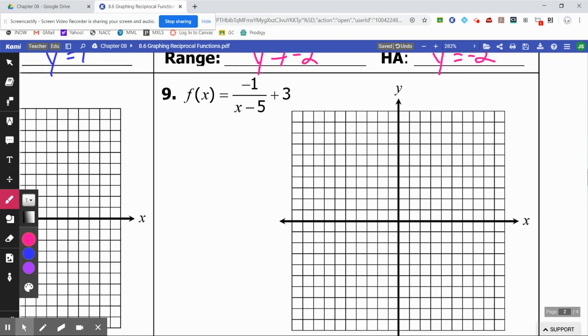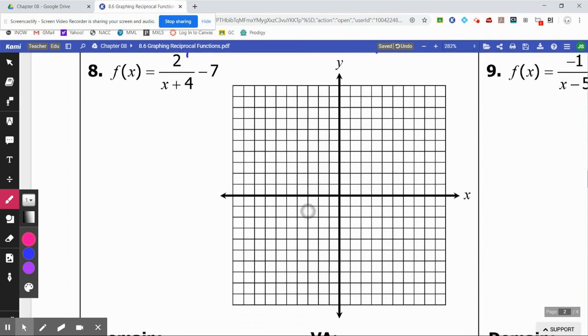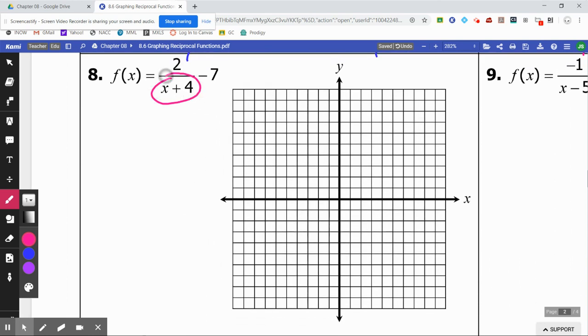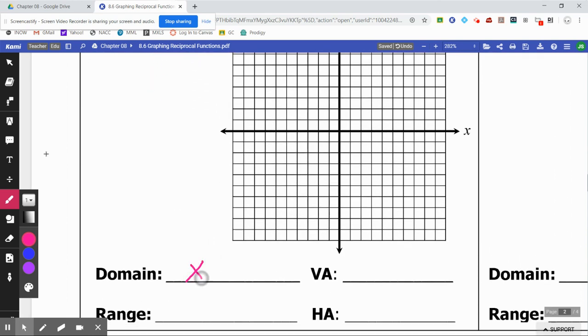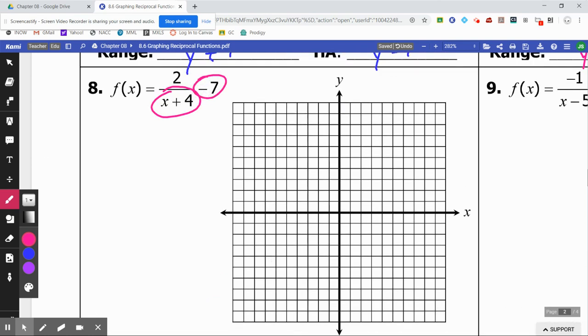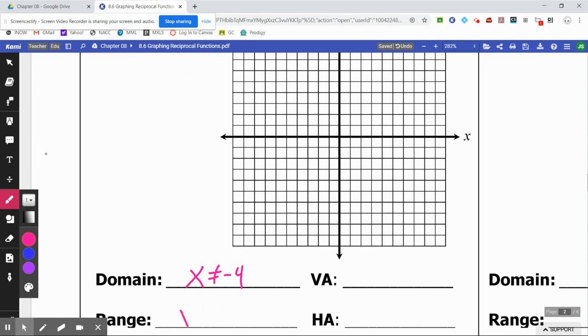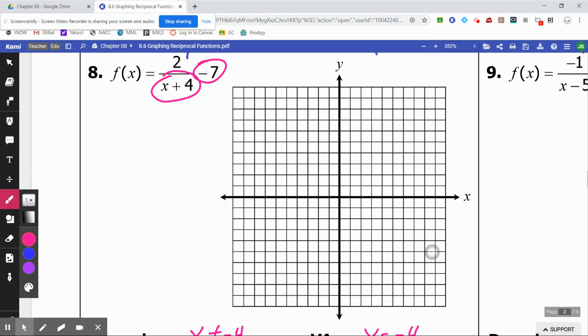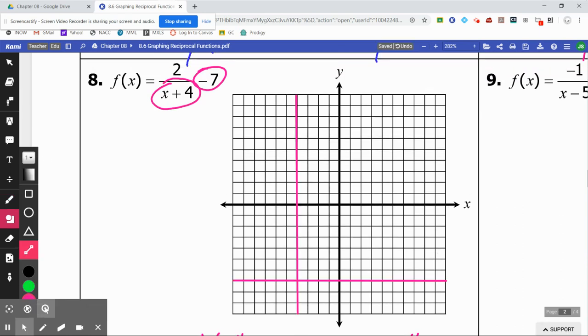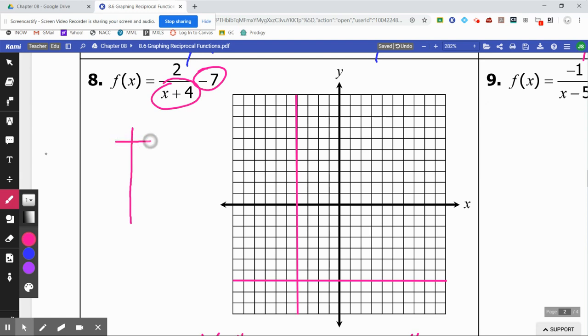Number 8. Again, identify your domain restrictions. X can't be negative 4. And your range value will never be this, so Y cannot be negative 7. So you have a vertical asymptote at negative 4 and a horizontal asymptote at Y equals negative 7. Let's plot those. And honestly, from here on out, you could actually just plug in some easy values.